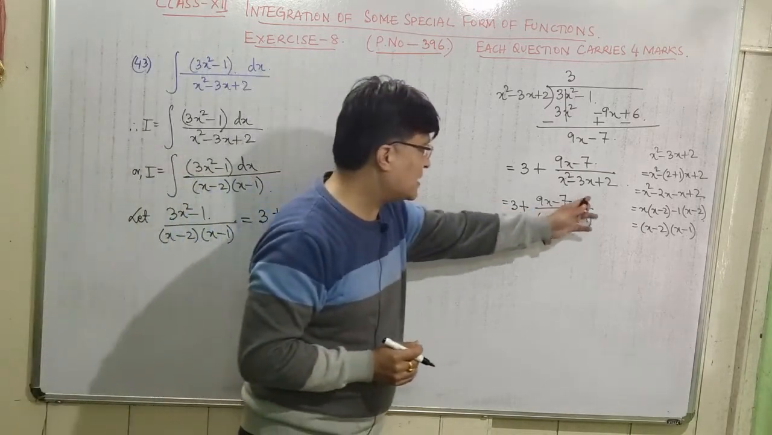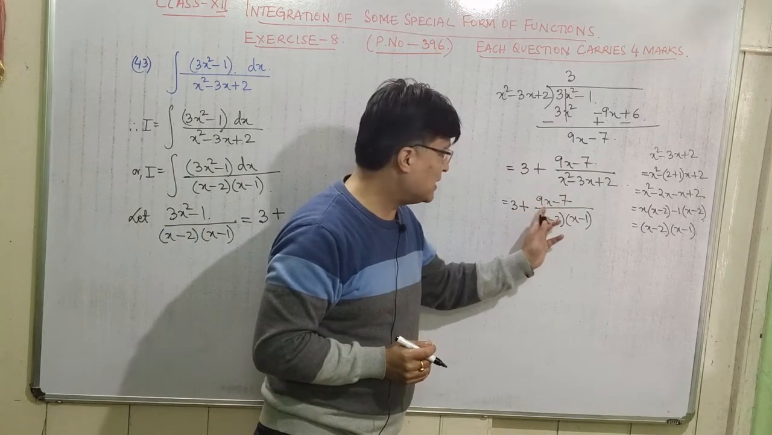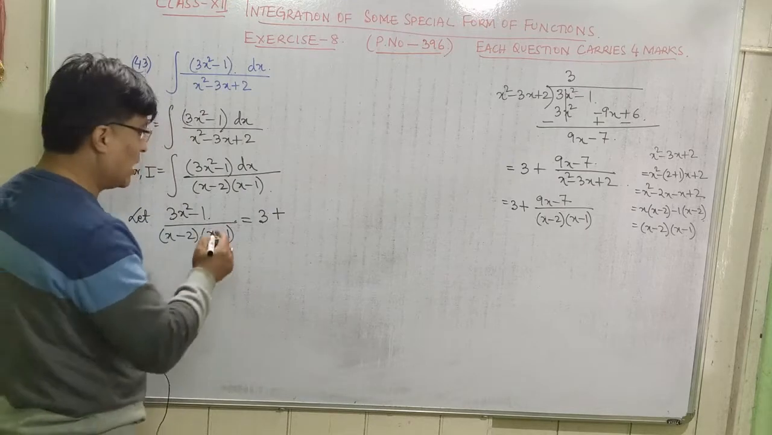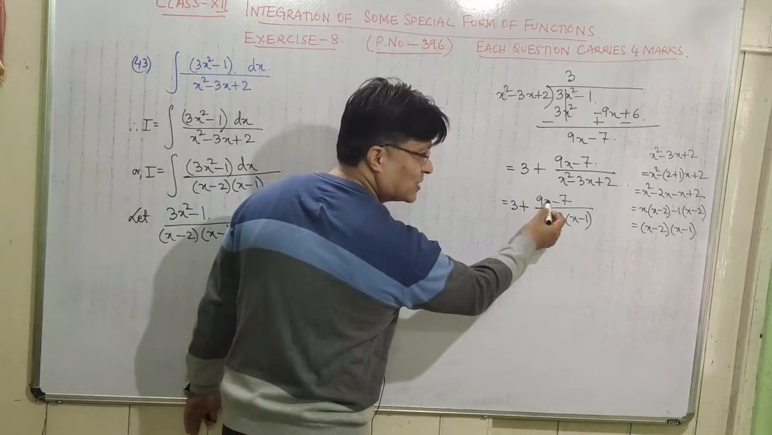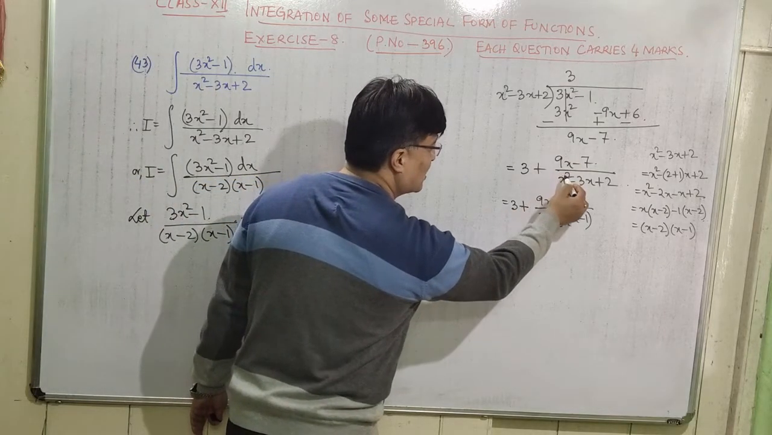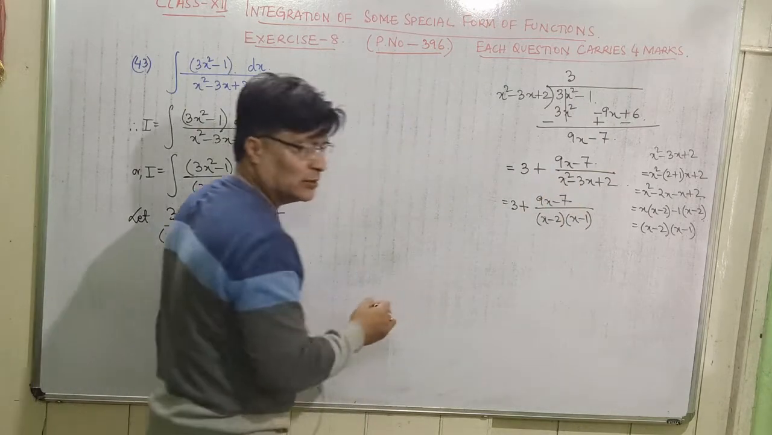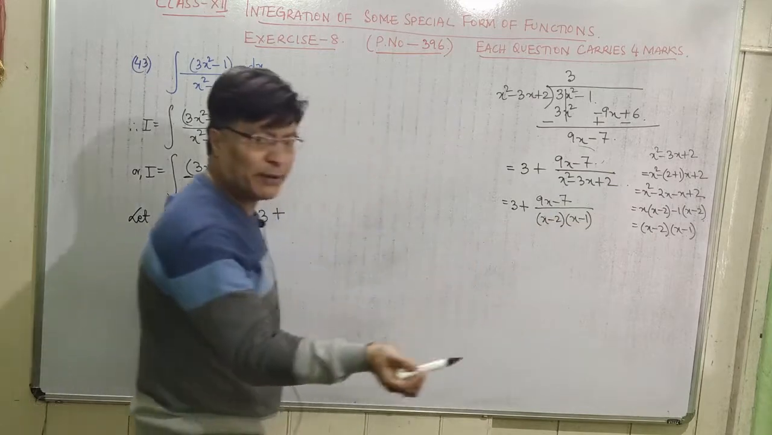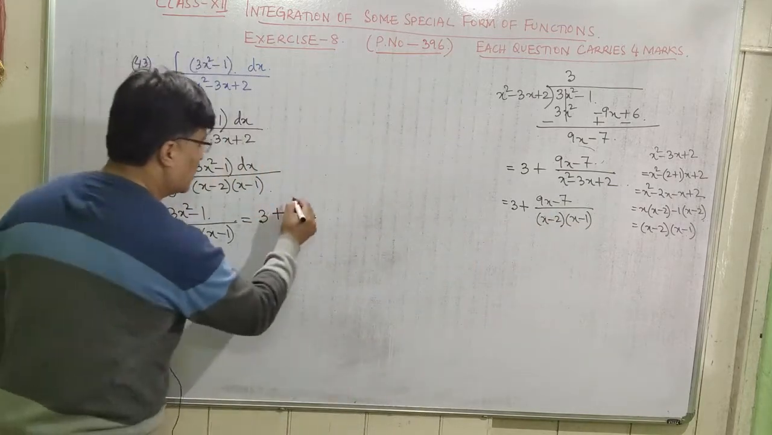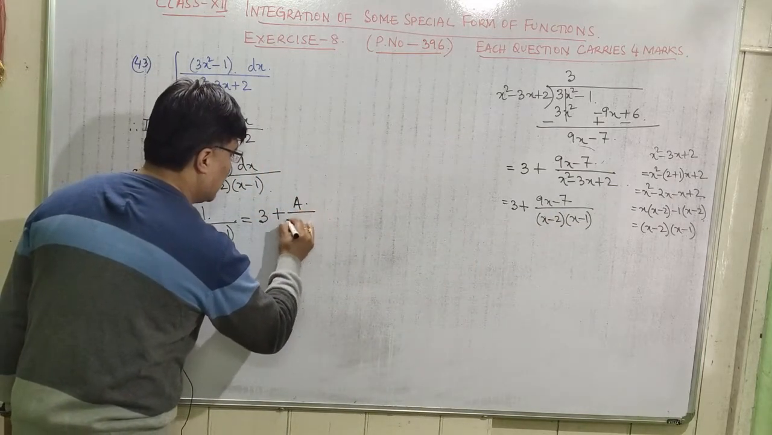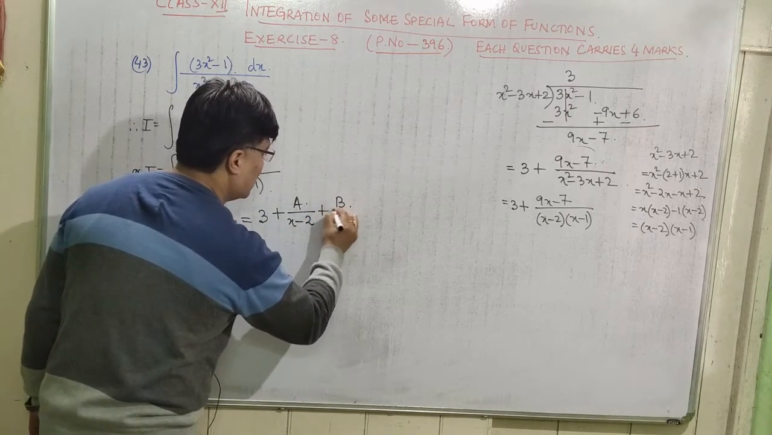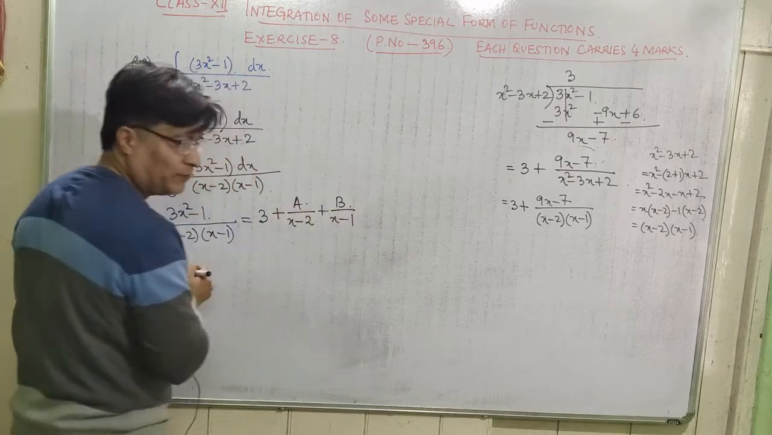So instead of writing this (9x minus 7) divided by (x minus 2) into (x minus 1), we can directly write down now, because in this case the highest power of x in the numerator is less than the highest power of x in the denominator. So directly we can convert this fraction in terms of partial fractions. That is, plus, what do we write? Capital A upon (x minus 2) plus capital B upon (x minus 1).